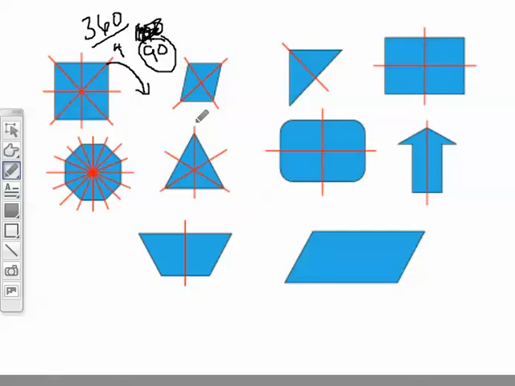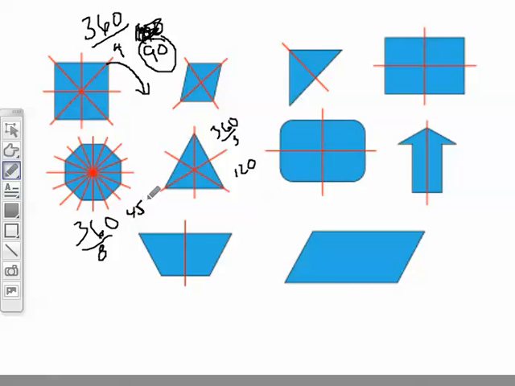If I look at this triangle down here, 360 divided by 3 gives me 120. I have to rotate it 120 degrees to get it to line up on top of itself. Okay? If I take my octagon over here, 360 divided by 8. And what am I going to get? I'm going to get 45 degrees.